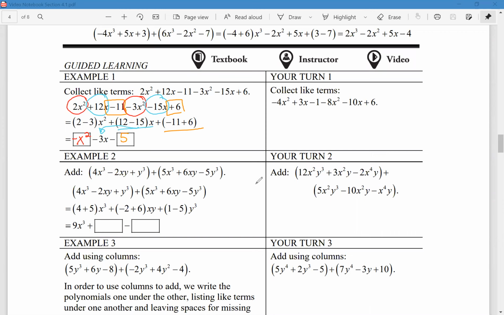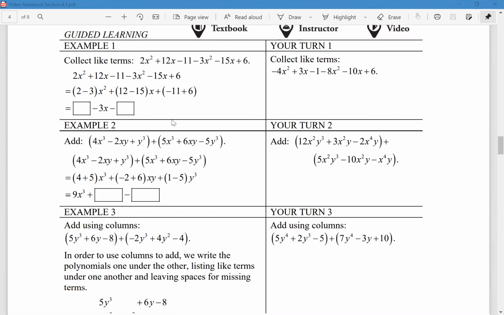Okay, I think I'm just going to do the examples for this one, not the your turn problems. If you need more assistance, of course, please reach out to me and we can do some more practice if needed. All right, example 2.